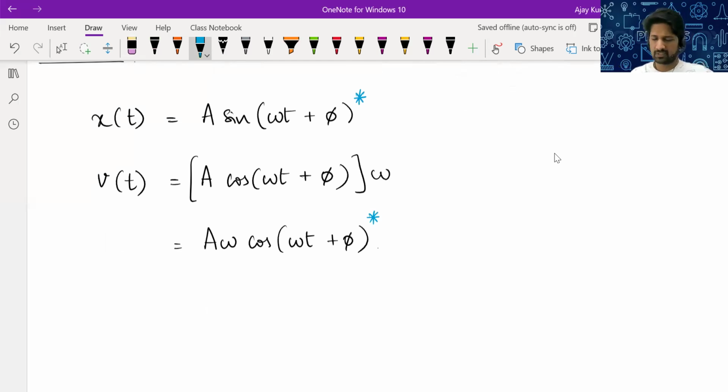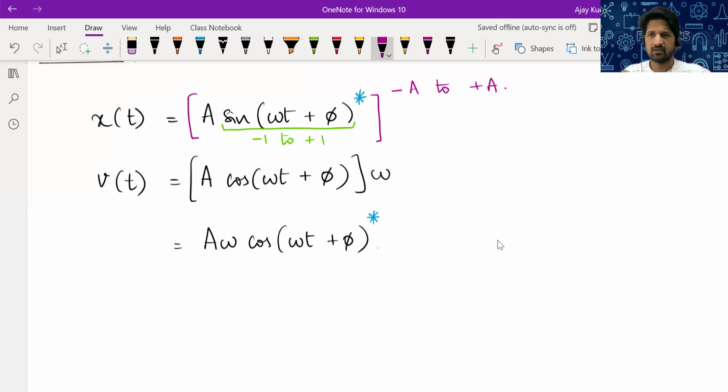Okay. Both are oscillating functions. Let's visualize what that means. Now x is equal to a sine omega t plus phi. We know that the sine function takes a maximum value of plus 1 and a minimum value of minus 1. So it oscillates between minus 1 and plus 1. Now if the sine part oscillates between minus 1 and plus 1, then a multiplied with the sine function, this whole function should be oscillating between minus a and plus a. And we know that. Okay, this equation represents the motion of a particle oscillating between minus a and plus a. This is how the function represents that.